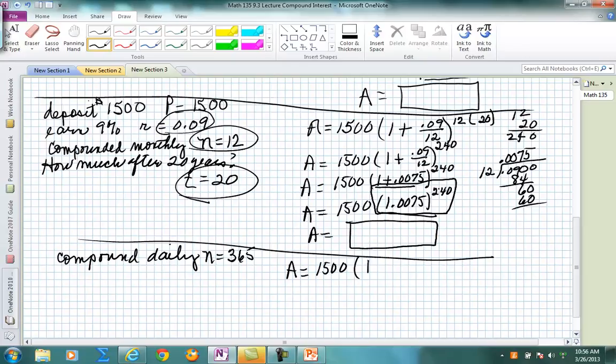It's surprising that you would think that the more times this is compounded, that you would earn a lot more interest, but you'll find that there isn't that much more that you gain. You do gain some by compounding it more often, but not like you would think.